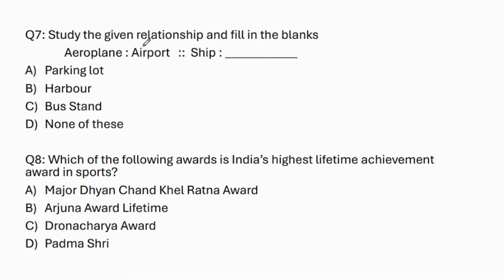Next question is study the given relationship and fill in the blanks. Aeroplane, airport. Ship, parking lot, no. Harbor, yes. So, what is the relationship between aeroplane and airport? At the airport, aeroplanes are parked. So, ship, it will be there in the harbor.